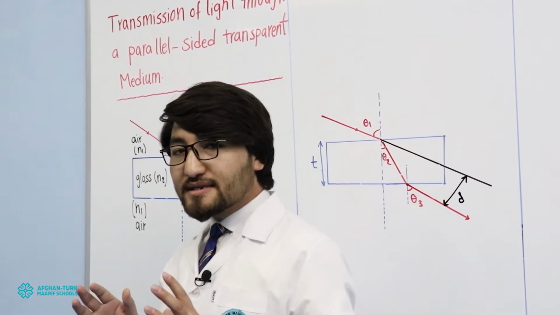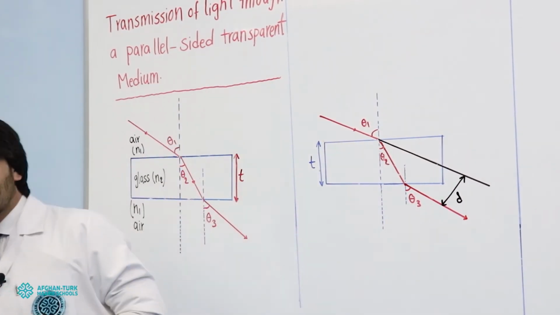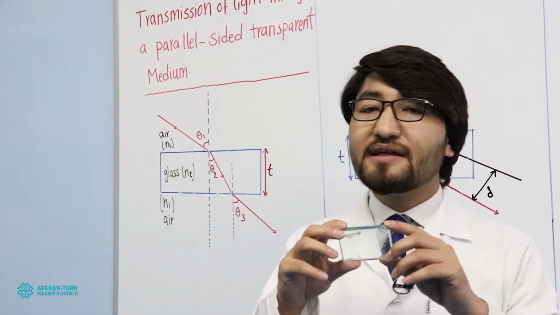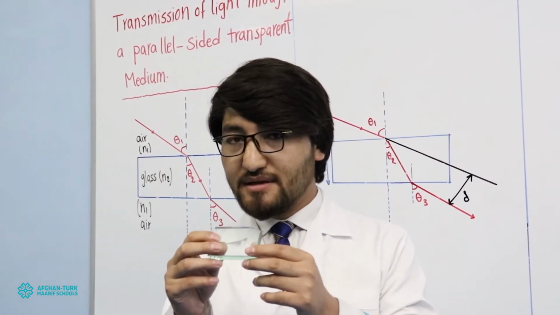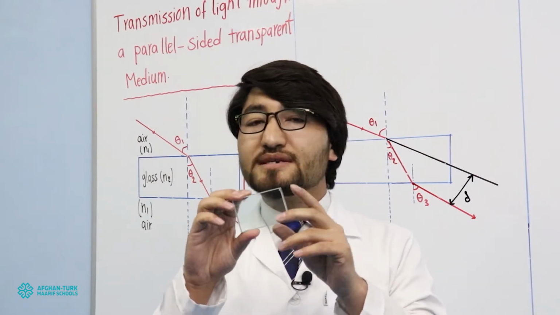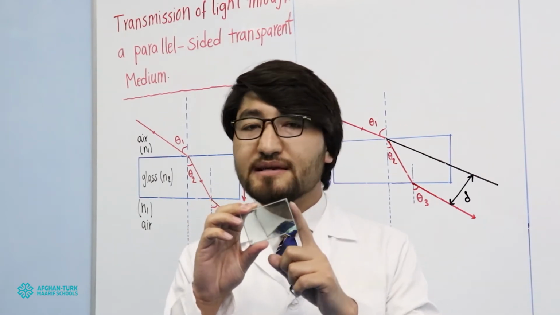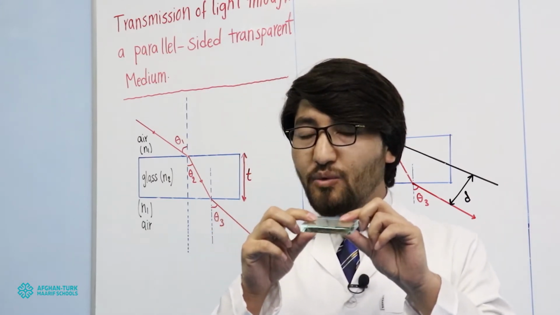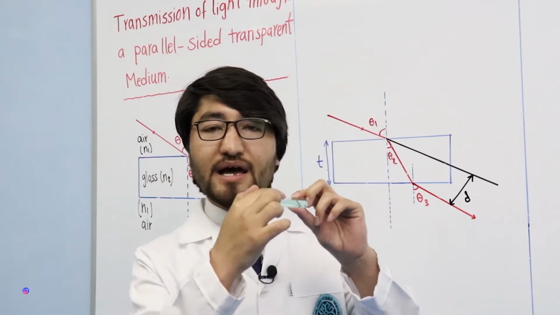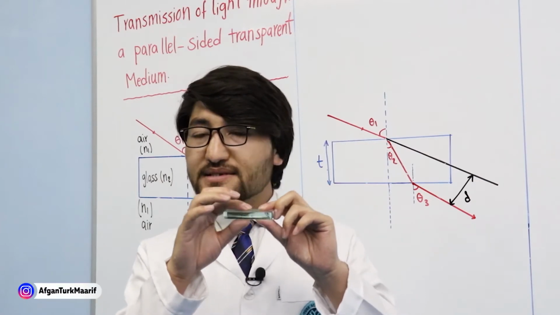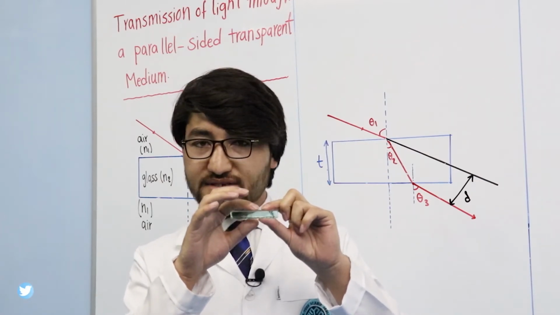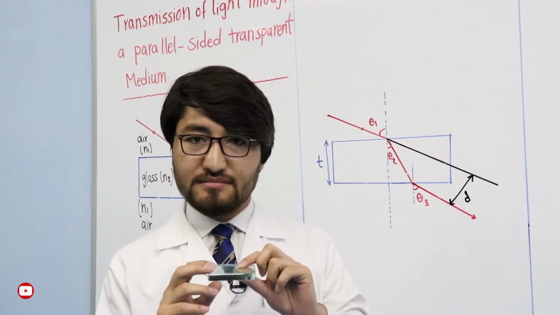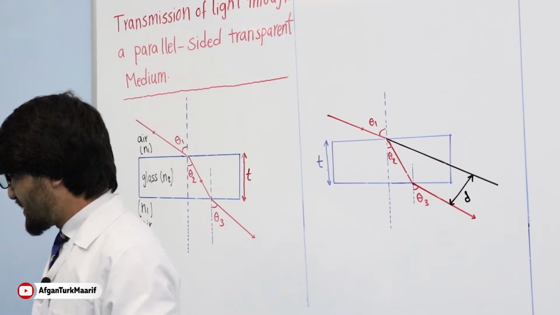Okay, let's look at the parallel-sided transparent object. My student, this is called a parallel-sided transparent medium. Today we will study what happens when the light is incident on the surface of this object. Okay, let me show you in the figure.